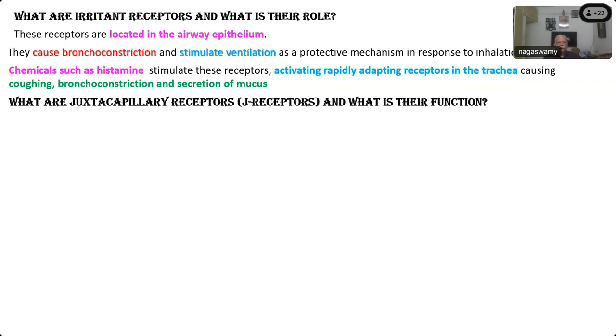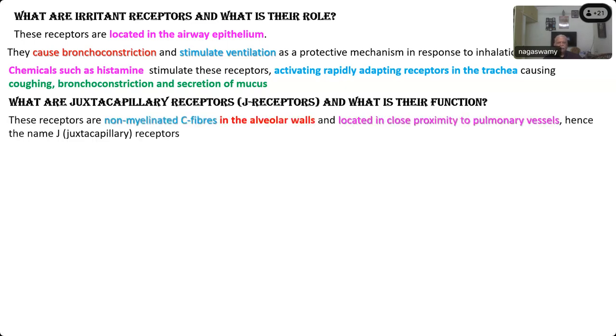Just like in kidney, you talk about the juxtamedullary apparatus, it is juxtacapillary. Juxta means by the side, or in close proximity to a capillary. So these receptors are non-myelinated C fibers in the alveolar walls, located in close proximity to pulmonary vessels. Hence, they are named juxtacapillary receptors. They are different types of nerve fibers, non-myelinated C fibers, situated in the alveolar walls.